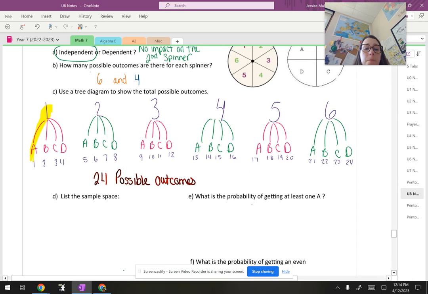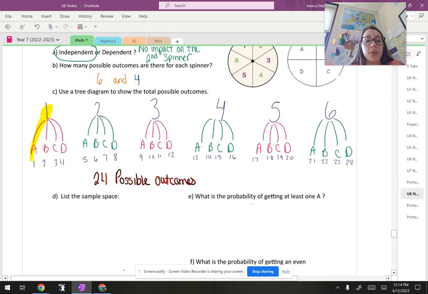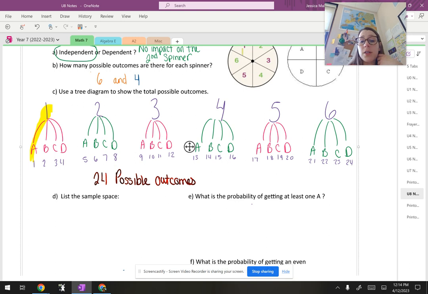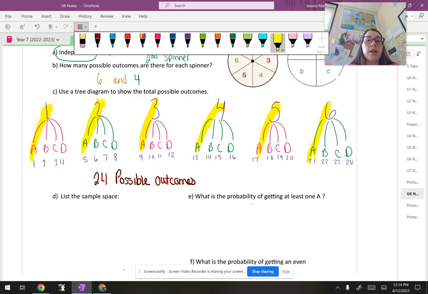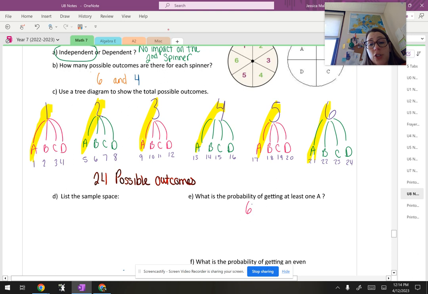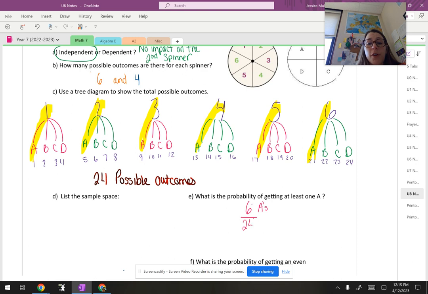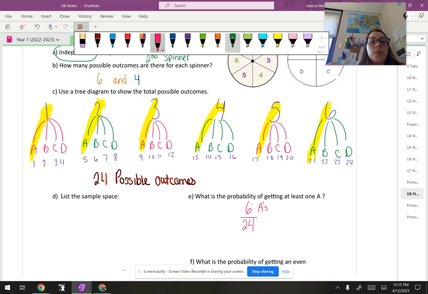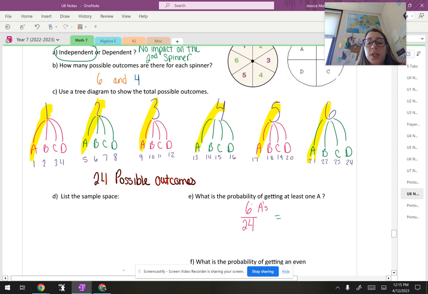Alrighty, so tree diagrams can be useful to find probabilities. So what is the probability of getting at least one A? Well, I could get a 1 and an A. Or I could get a 2 and an A. Or I could get a 3A. Or a 4A. Or a 5A. Or a 6A. So that's 6 chances of getting an A, over 24 total outcomes. Which does reduce, if you're feeling reducey, to 1/4.